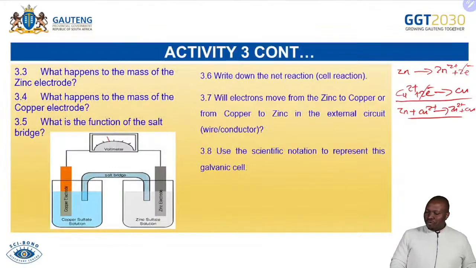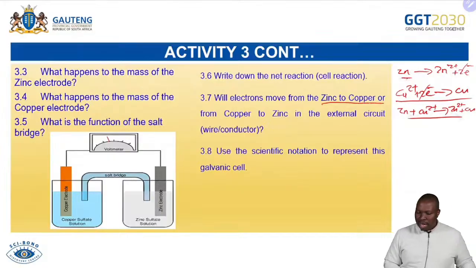Will the electrons move from zinc to copper? Already you know that zinc is the anode, so electrons always move from the anode to the cathode. Definitely they will move from the zinc to the copper half cell.